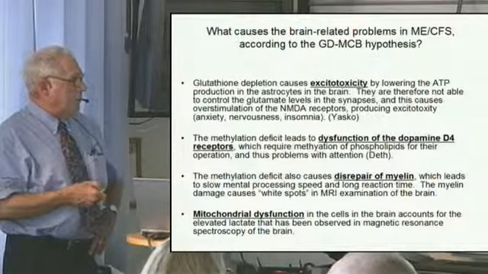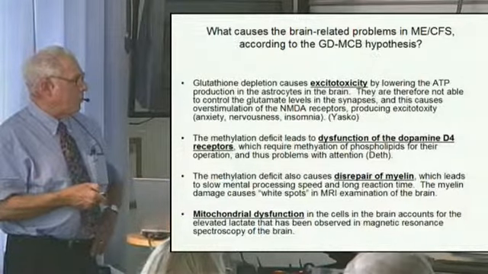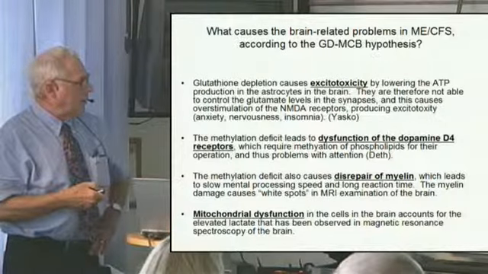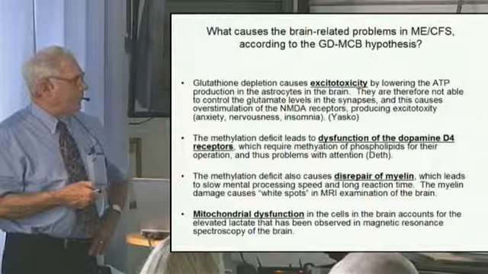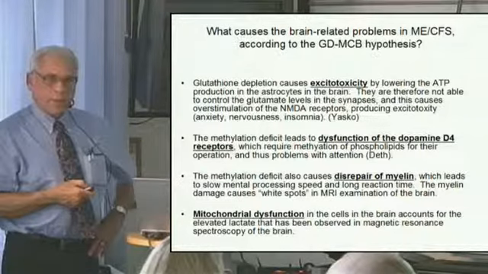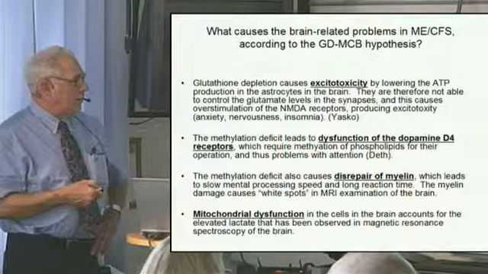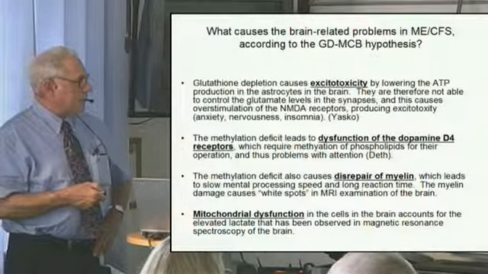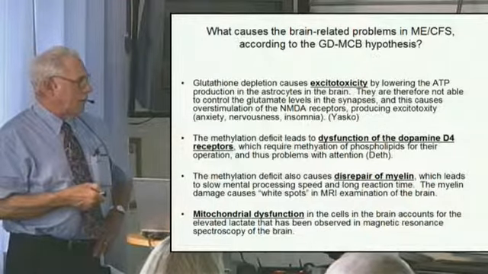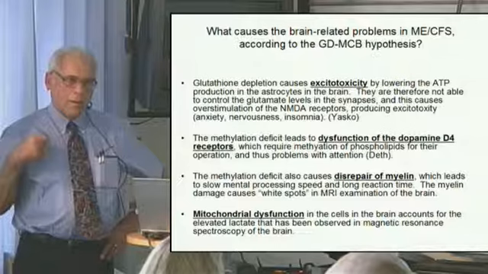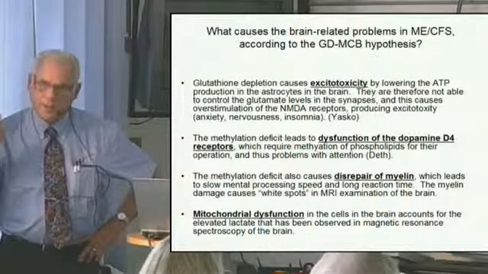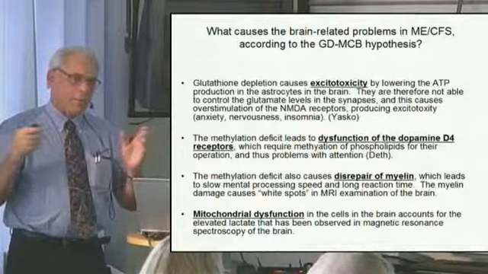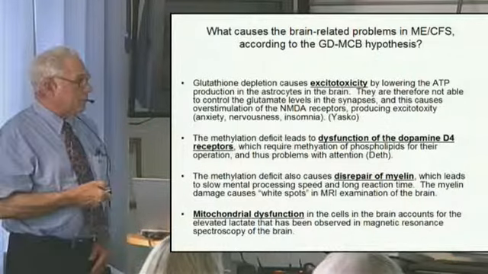Methylation deficit leads to a dysfunction of the dopamine D4 receptors, and this has been worked on by Richard Deth, a professor in Boston. He's been working a lot in autism, and it has the same problem there. But this affects attention. This dopamine D4 receptor is what allows you to concentrate your attention on something and hold it. And when people are unable to do that, it suggests that there's a problem with the dopamine D4 receptor.